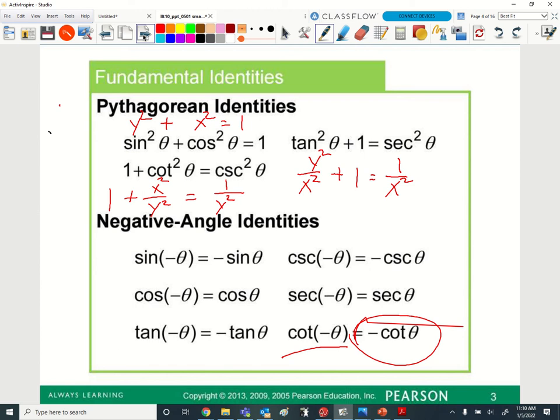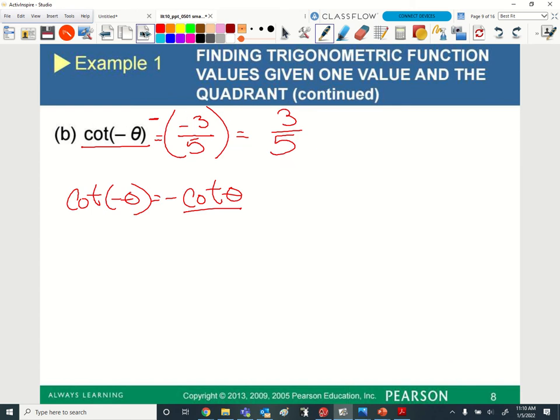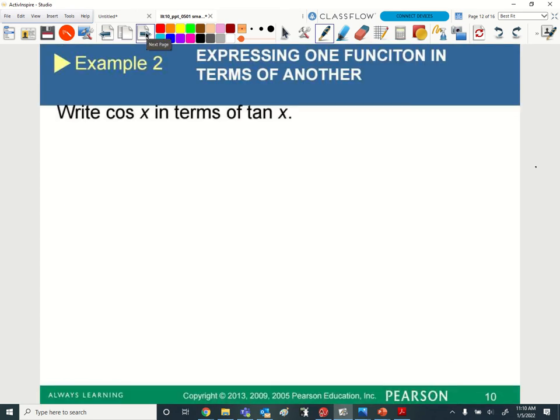We want to write this, and I want to use this. So in terms of tangent, I want to have tangent in my equation here. So let's see. I'm going to write this out. So it's tangent squared theta plus 1 is equal to, there we go.